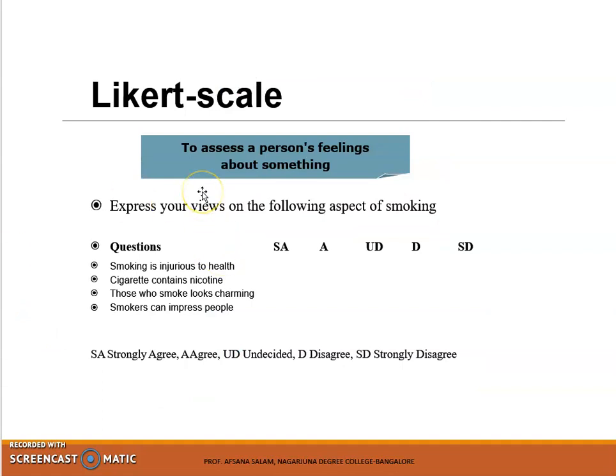Here you have the Likert scale again. This is also another example. These are the measurement scales used: strongly agree, agree, undecided, disagree, and strongly disagree. So this is going to assess the person's feeling about something. So you have to have different, more options here.